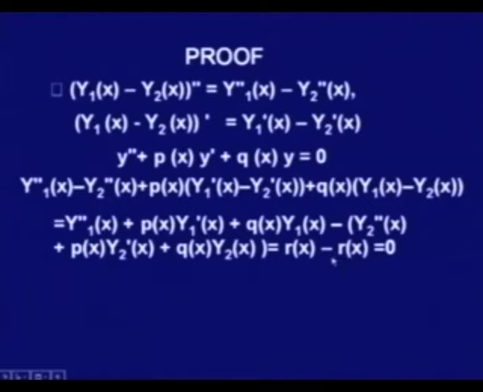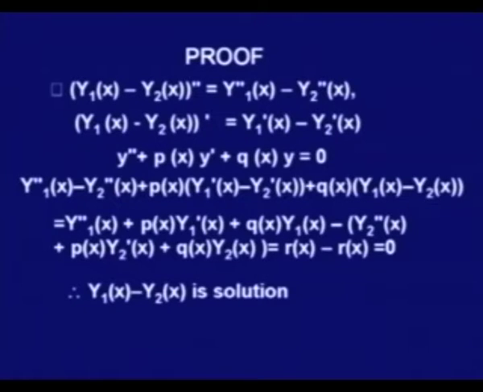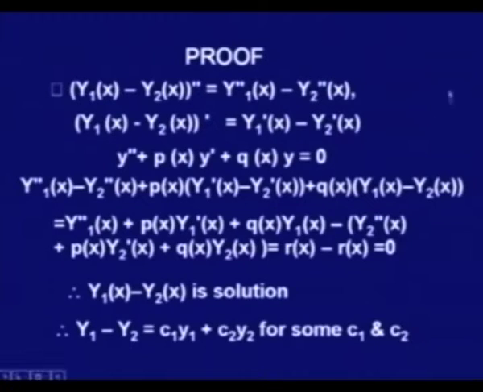What it says, if I am substituting in this equation Y1 minus Y2, I am getting right hand side equal to 0. That says Y1 minus Y2 is satisfying this equation, which says that it is a solution. Now, since it is a solution, we can write it as a linear combination of the fundamental set of solutions, that is, I could write it as C1 y1 plus C2 y2 for some C1 and C2.